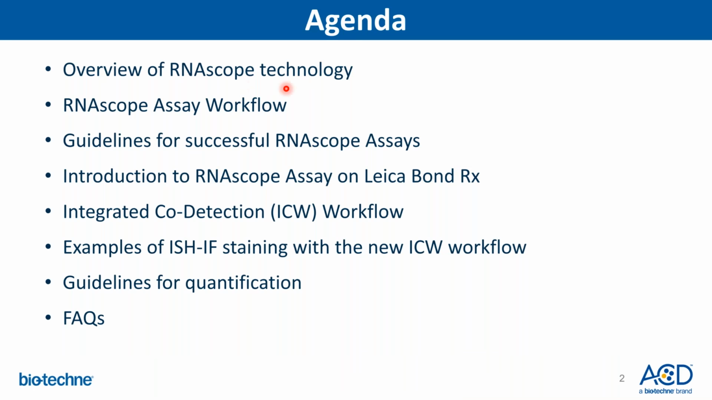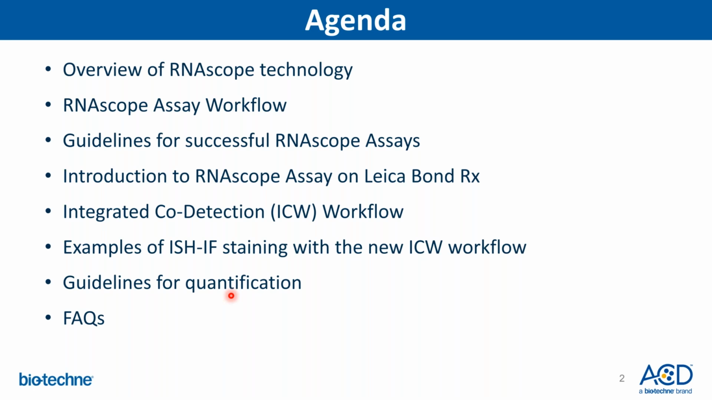So we'll start with the overview of the technology, followed by looking at the assay workflow, some guidelines on how you can perform successful RNAscope assays, and then a brief introduction into performing the RNAscope Multiplex Fluorescent Assay on the Leica BondRx automation system. And then we'll dive into our newest offering and something that's really exciting, which is the integrated co-detection or ICW workflow, which allows for RNA and protein detection simultaneously. I'll present some examples of RNAscope and immunofluorescent staining using the new workflow, provide some guidelines for quantification, and then we'll end with some of the frequently asked questions.